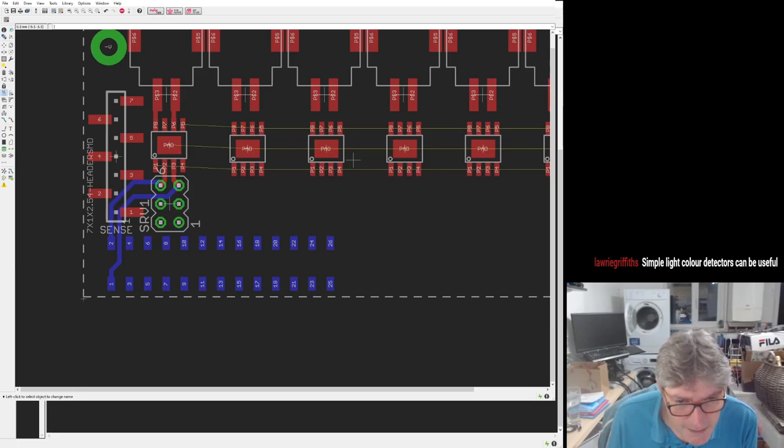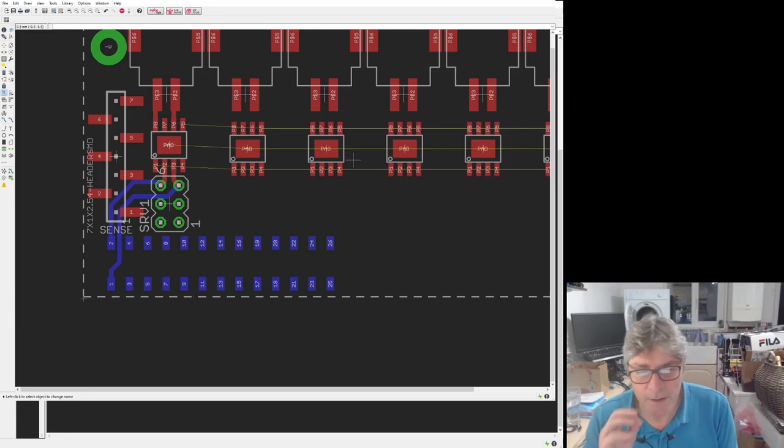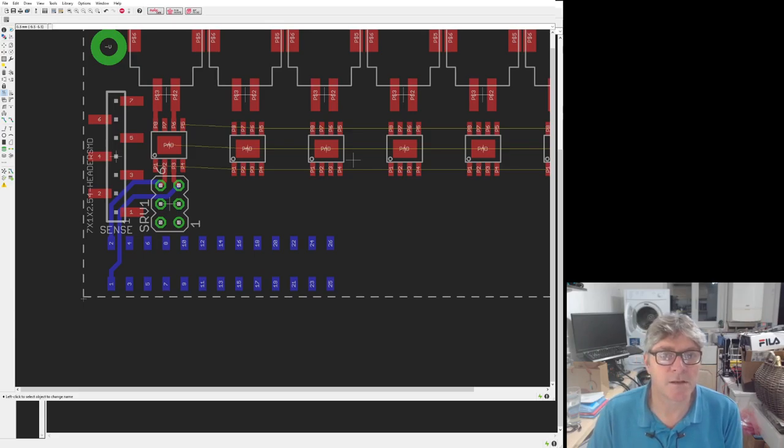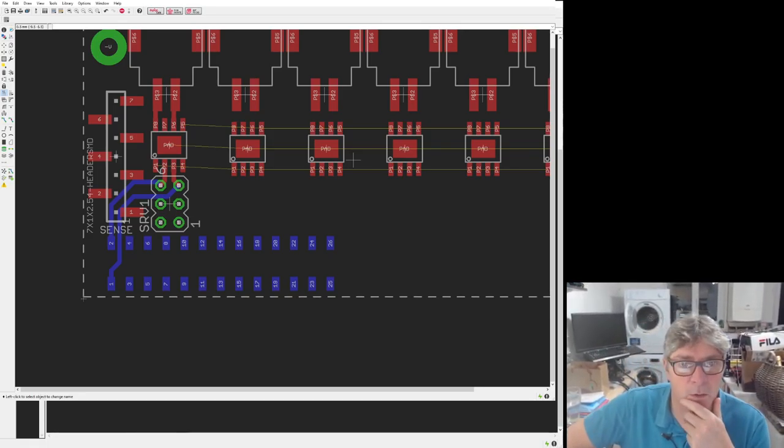Are you planning on doing brick detection with cameras? Yes. Simple light color detectors can be useful. Well, blob detection is quite easy. So that's a consecutive area of similar color within a threshold. That's kind of blob detection. And for something like Lego, that will work quite well.